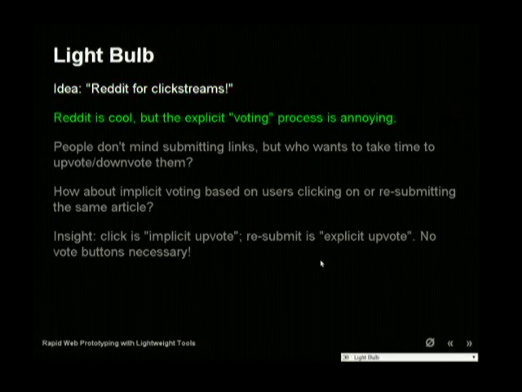So the idea with Reddit for clickstreams is that Reddit is cool, but explicit voting is annoying, right? So basically, I personally never really vote on things on Reddit, even though I consume a lot of content on it. And I think there's only a minority of the users who actually do. But the interesting thing is that I think a lot of people like sharing stuff, as the social web has shown. So people don't mind submitting links and seeing other people work with those links. But who wants to take the time to upvote and downvote them? You know, that's kind of an annoying explicit step.